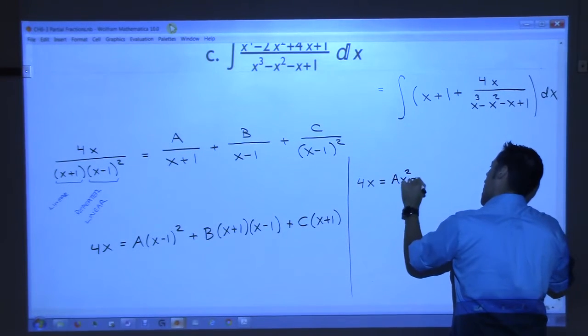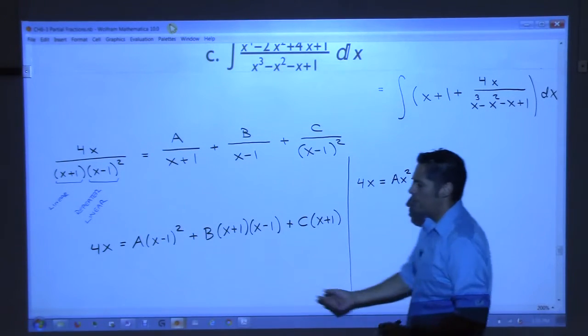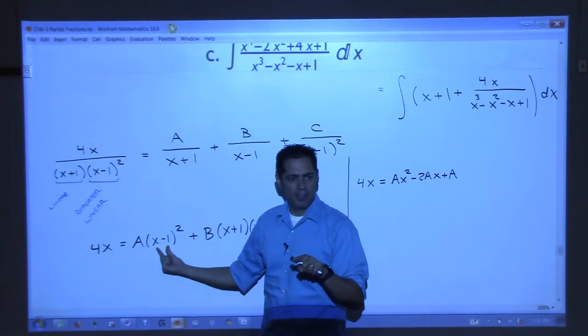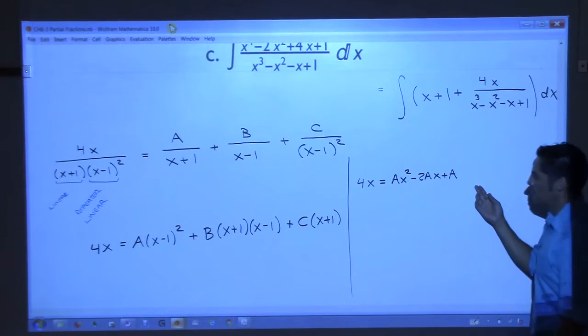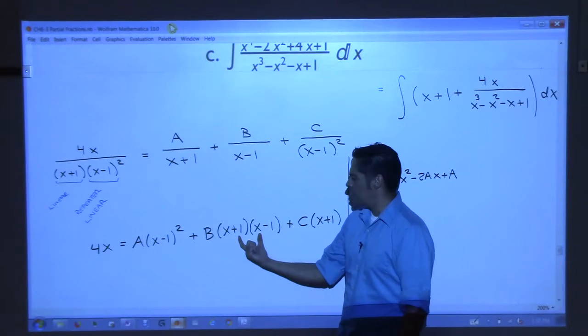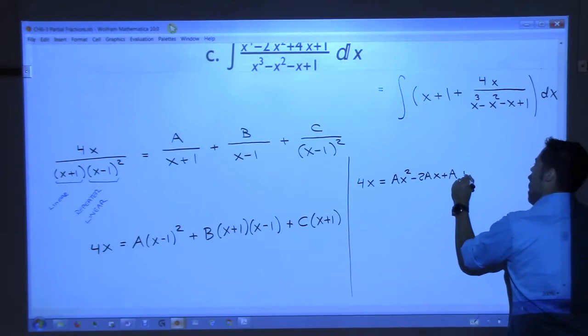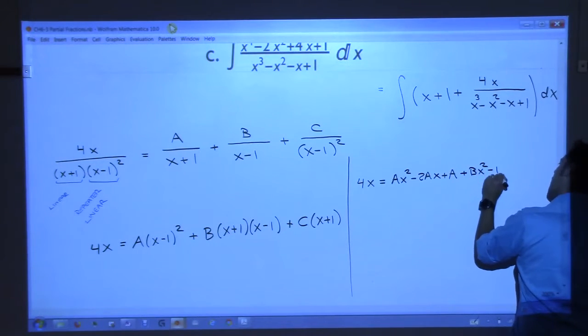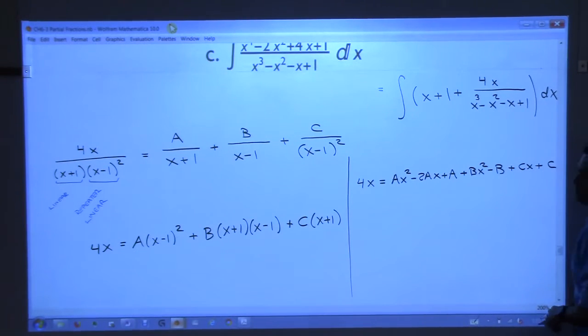Ax squared minus 2ax plus a. So everyone understand? I expanded that. That became x squared minus 2x plus 1. Then I distributed an a through that. That's this, I think. And then the next one, when I multiply these two together, that's difference of squares. That gives me x squared minus 1. And then I distribute a b to that. So bx squared minus b. And then plus cx plus c. Am I going too fast on that, or are y'all okay? I'm going too fast? No? We're okay? All right.